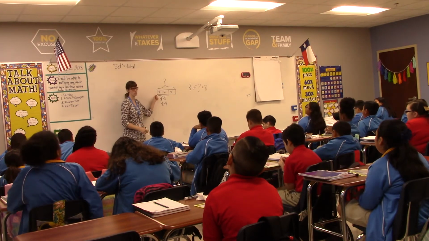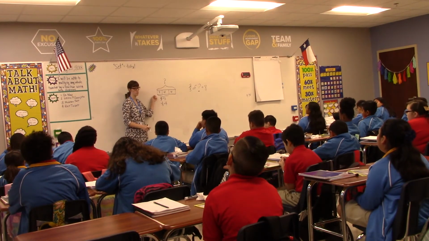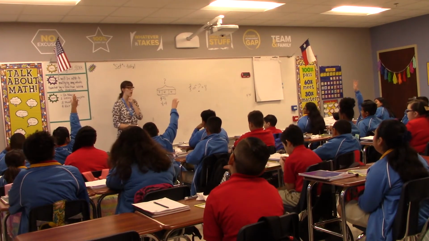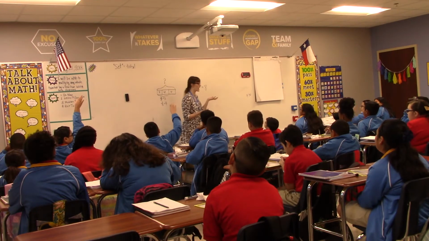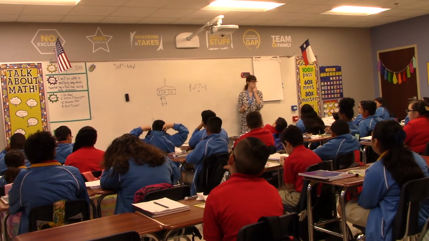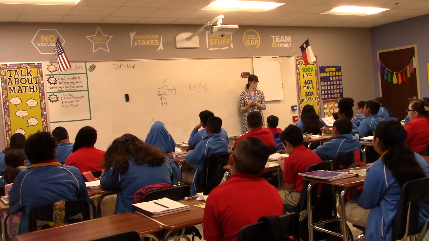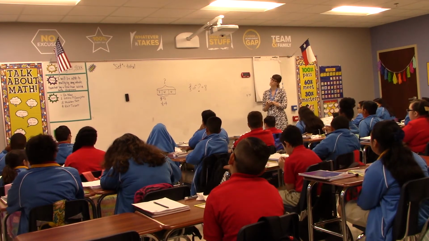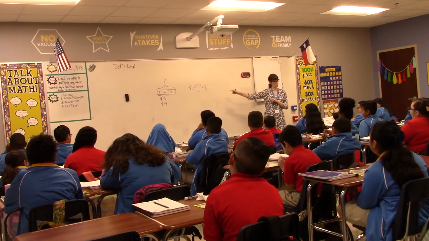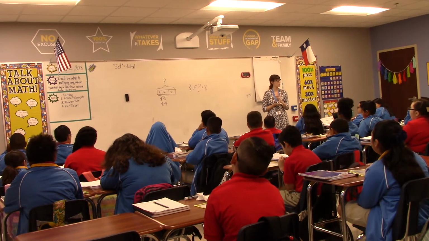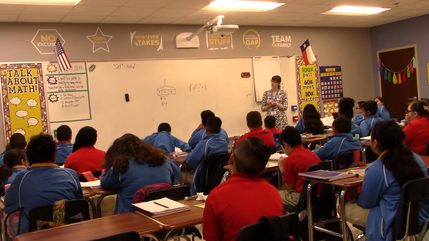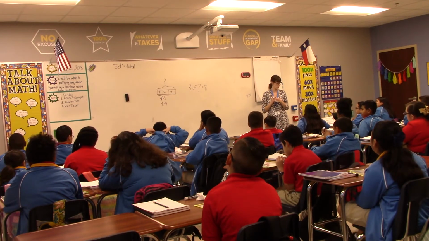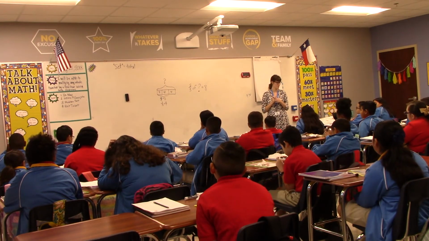Can I figure out my total from this diagram? Can I get a hand to tell me how? Anthony, how do we do that? How many parts are in my whole? I have 3 parts. How many is each part worth? 4. So how can I find out my total? You can do 3 divided by 3.